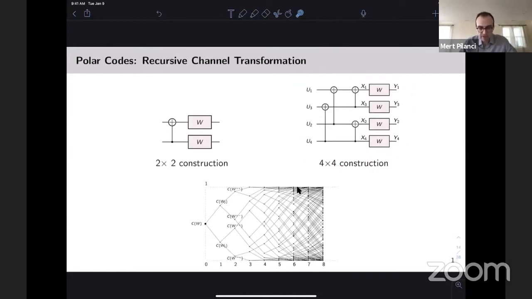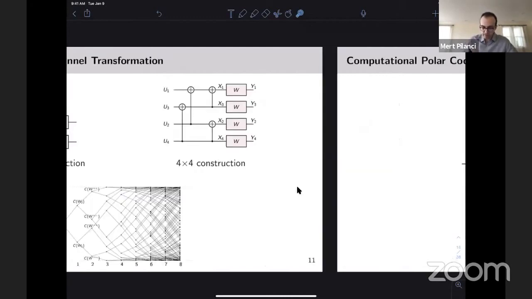What happens is that the transform channels get better and worse. And when you do this recursively, you get a set of very good channels and very bad channels. And then in the end, you only use the good channels. In information theory, this is calculated with respect to mutual information. When you use the channels with good mutual information, you actually achieve capacity.